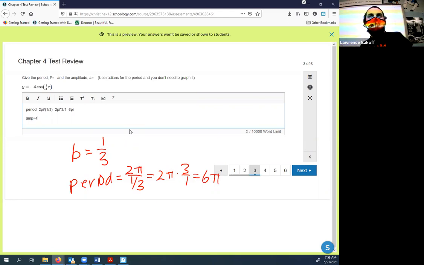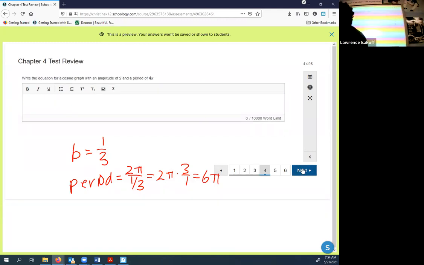Make sense? So we always divide 2 pi by b. Yep, always divide 2 pi by b. That's our formula to find the period. If you want the frequency, you just do the reciprocal of this. You do b divided by 2 pi.